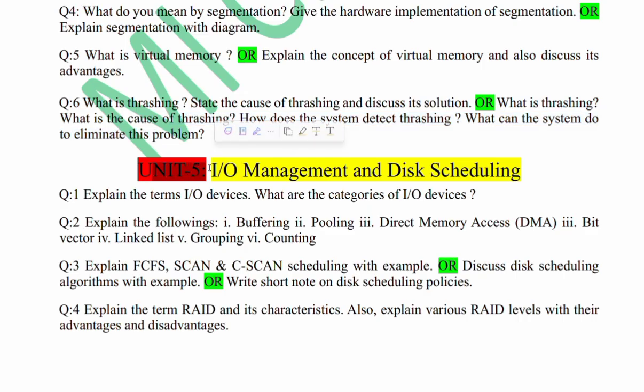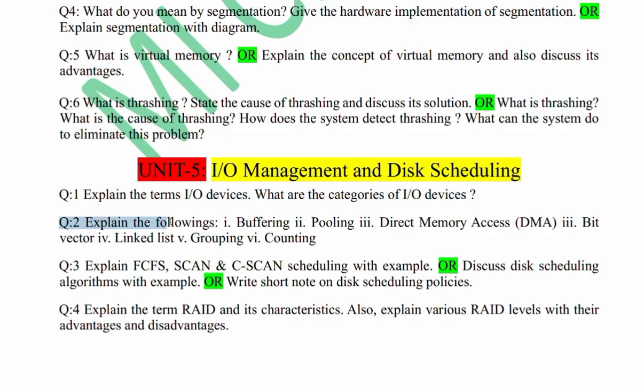Unit number 5 is Input Output Management and Disk Scheduling. The question number first is, explain the terms input output devices. What are the categories of input output devices?